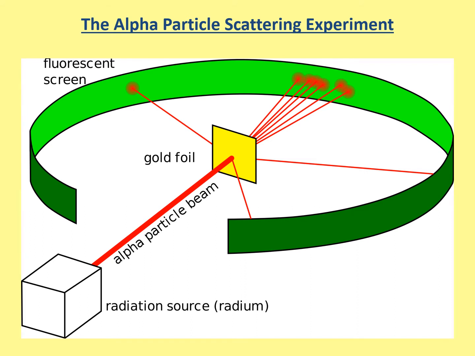Very simple. It had to take place in a vacuum, so this whole experiment had all of the air sucked out of it. The reason for that is the alpha particles can't travel very far in air. So you suck the air out and it allows the alpha particles to go without hitting anything.